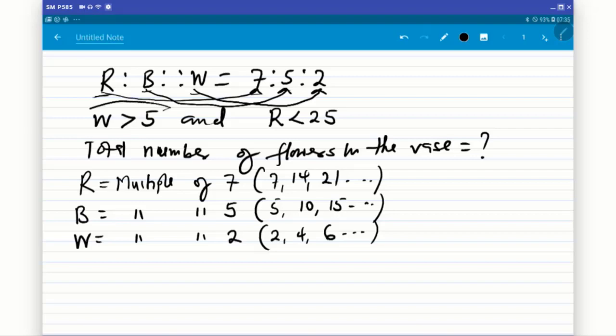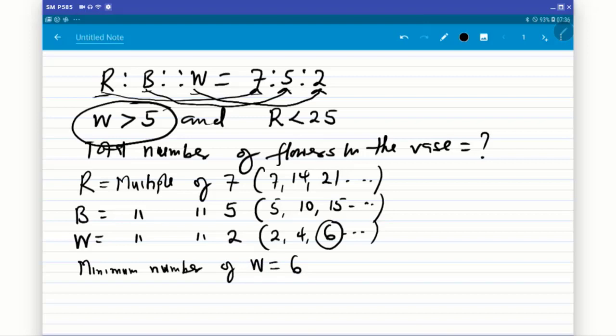Now, look at the information here. You can see that we have more than 5 white flowers. More than 5 white flowers. What does that mean? It means the minimum number of white flowers will be 6. More than 5. And we must have multiples of 2. So the least multiple of 2 that is more than 5 is 6. So the minimum number of W must be 6.